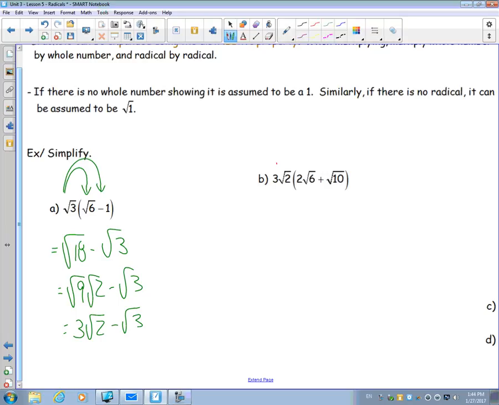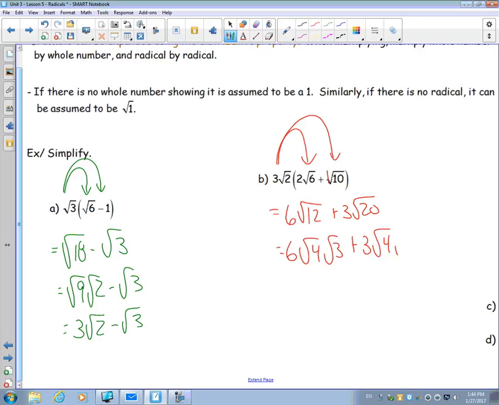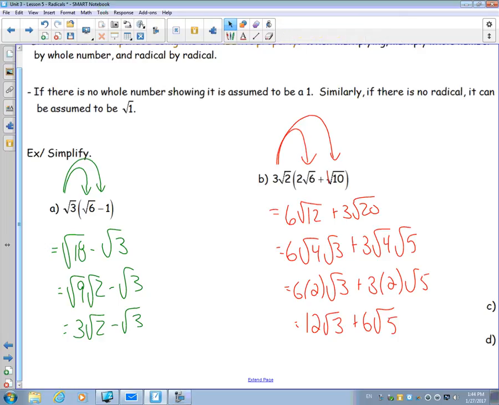Let's try the next one. 3 root 2 times 2 root 6. So 3 and 2 gives us 6, and 2 and 6 gives us root 12. Try the next one. 3 times 1 gives us 3, and 2 times 10 gives us 20. I can break those down. Root 12 is root 4, root 3, and root 20 is root 4, root 5. And simplify. Then we'll multiply. So 12 root 3 plus 6 root 5. They're not like terms, so we're all done.